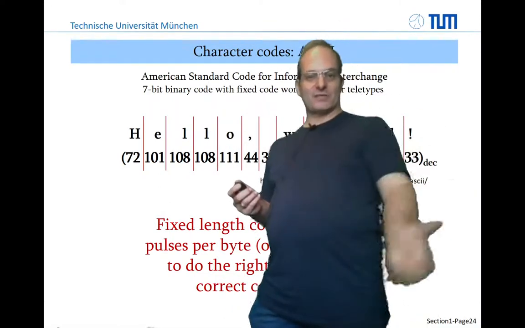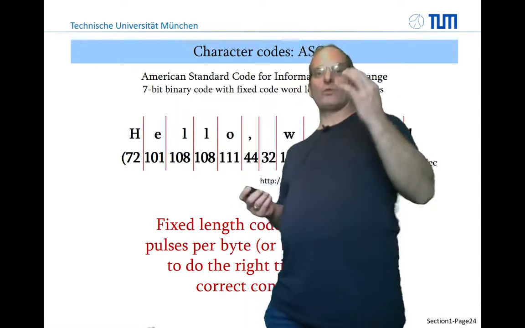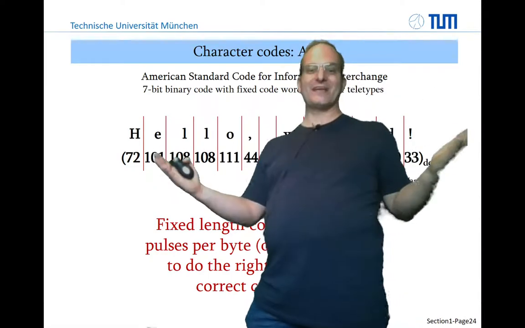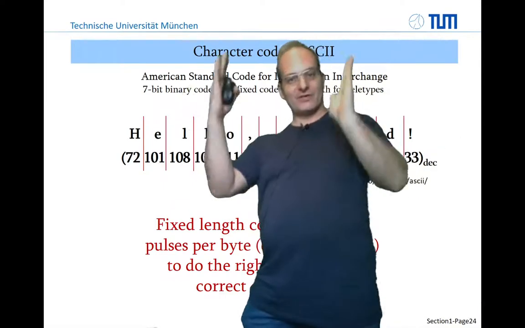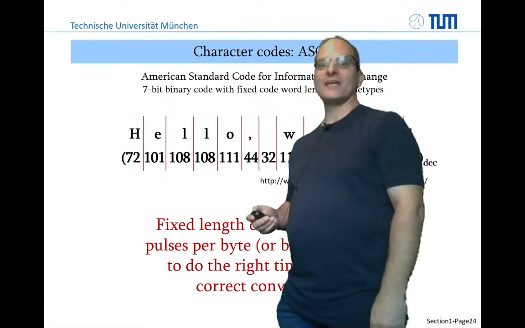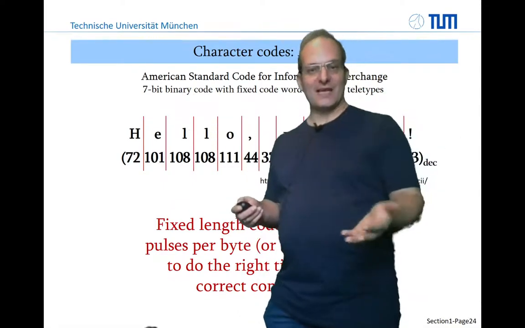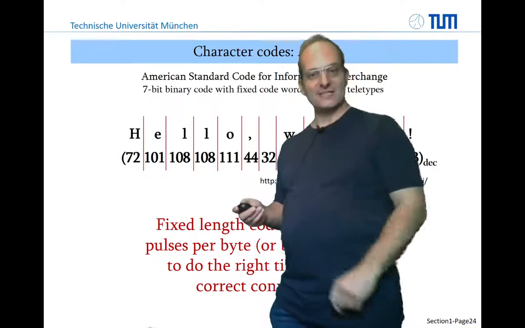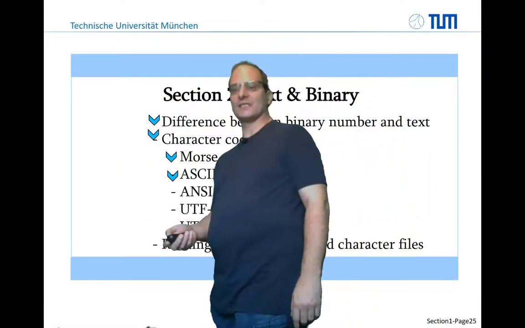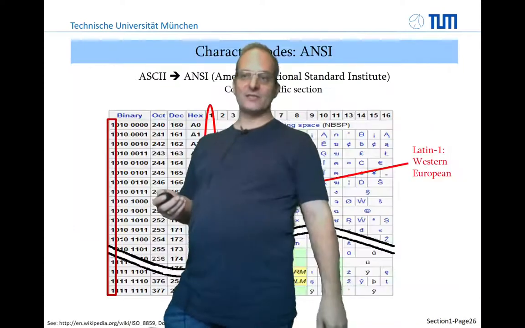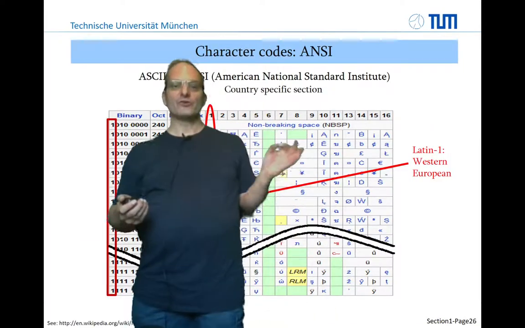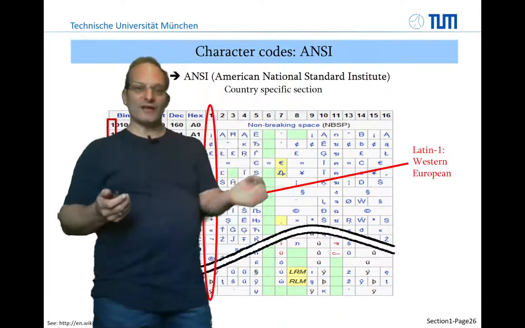ASCII is a 7-bit code, and we fill it up with 0 because we always have 8 bits. So we always have a sequence of 8 bits. Why do we not use this 8th bit? And this is the ANSI code. ANSI code uses the additional bit, and it uses it for special country codings.